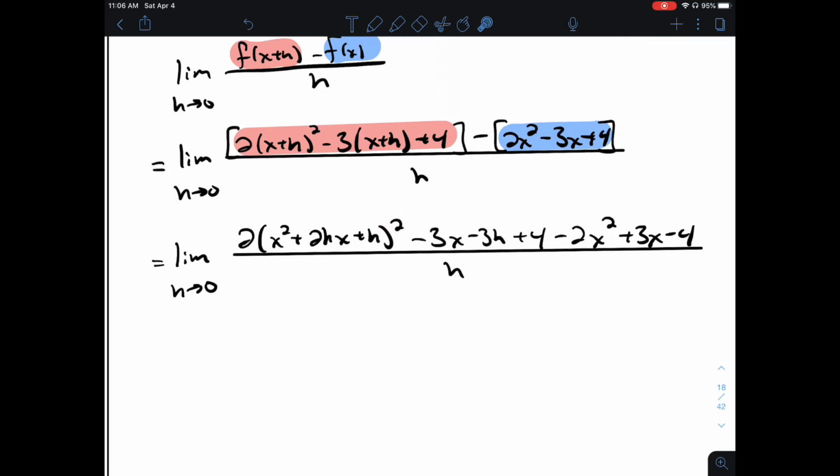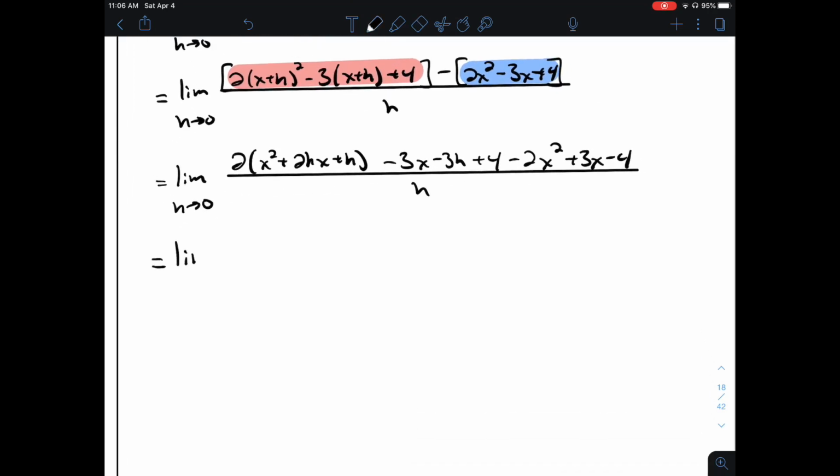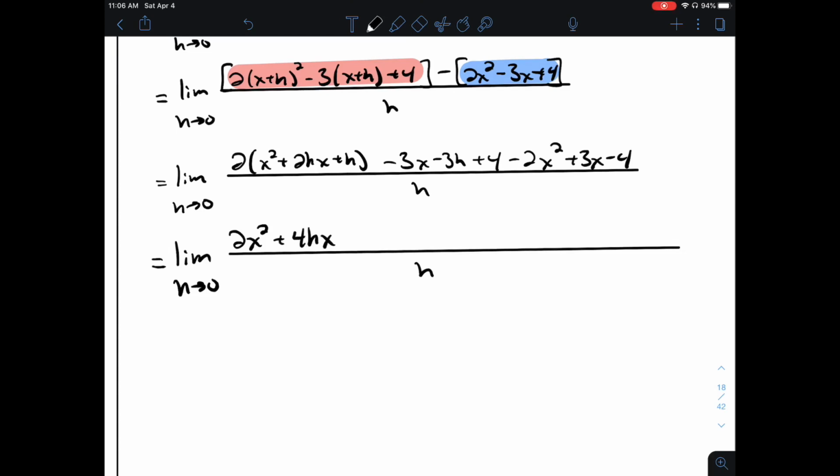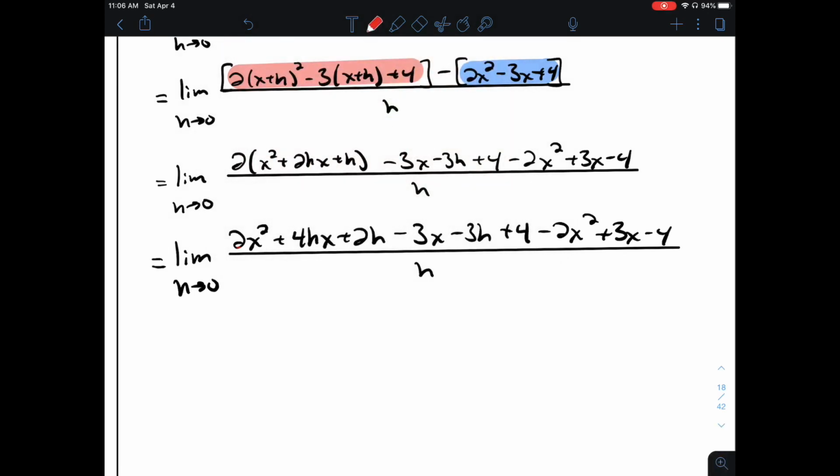I'm sorry, made a mistake right here. This is not squared anymore. We already squared it. That should not be a squared. We have not evaluated the limit yet, so we're still using limit notation. We're going to have 2x squared plus 4hx plus 2h minus 3x minus 3h plus 4 minus 2x squared plus 3x minus 4. Let the blood bath begin.